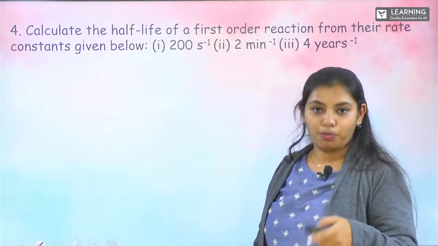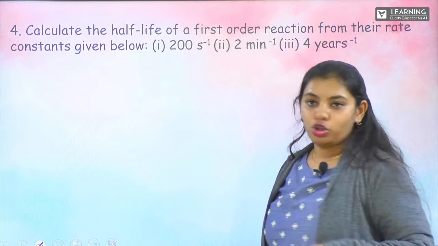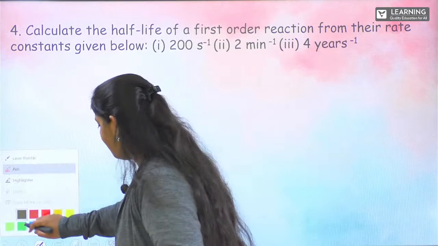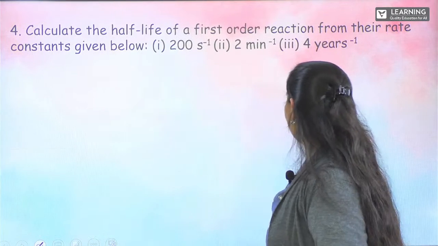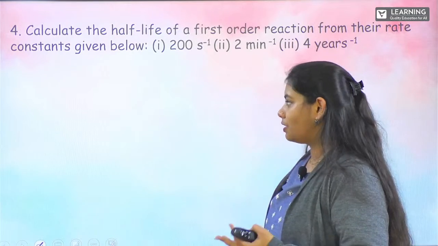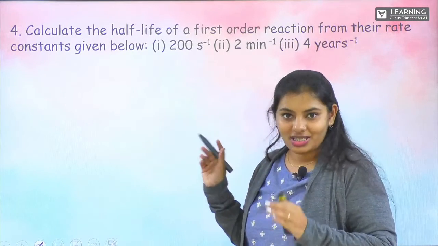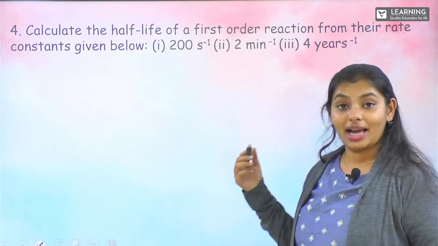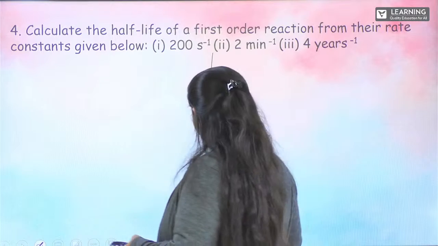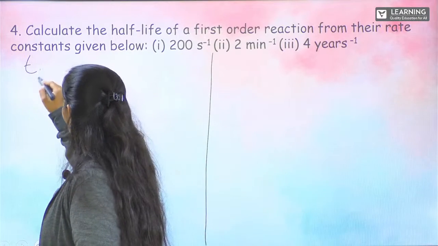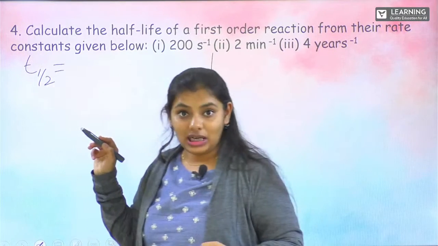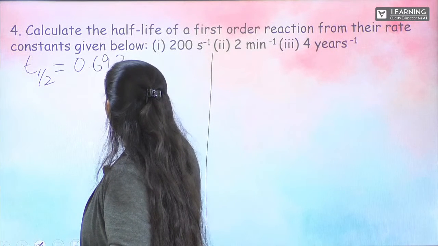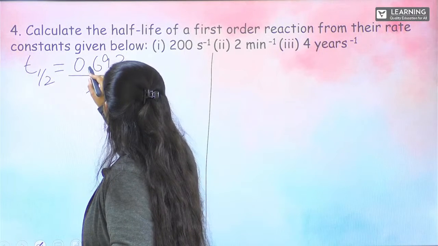Okay, I have a problem which is coming ahead, the fourth one. What exactly is the question saying here? Calculate the half-life of the first order reaction from their rate constants given below. So they have given the rate constants here already. We just have to calculate the half-life period of first order reaction. So for first order reaction, what exactly will be the half-life formula? T half is equal to 0.693 by K, right?